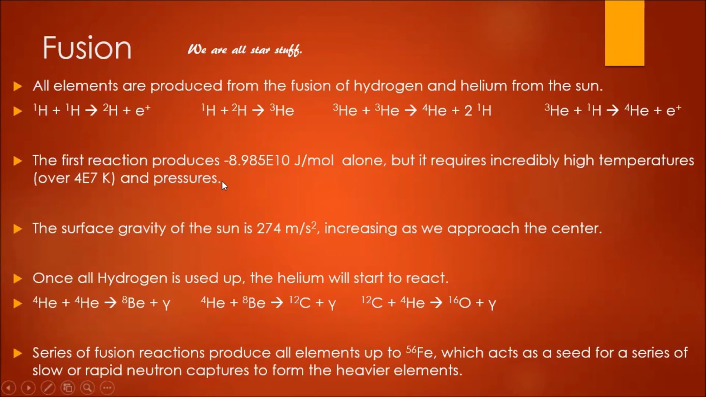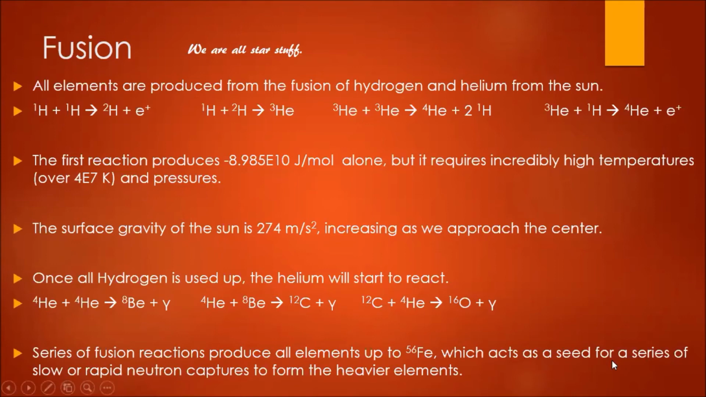But what about everything beyond that? Well, once all the hydrogen gets used up, the helium will start to react. Helium needs more energy and more pressure, and so the star will actually change once it's consumed all the hydrogen, and will start to go through a different reaction. So two helium atoms can form a beryllium, and then this beryllium atom can react to form carbon. This carbon atom can react to form oxygen. And we have a series of rapid fusion reactions that produce every element up to iron-56.